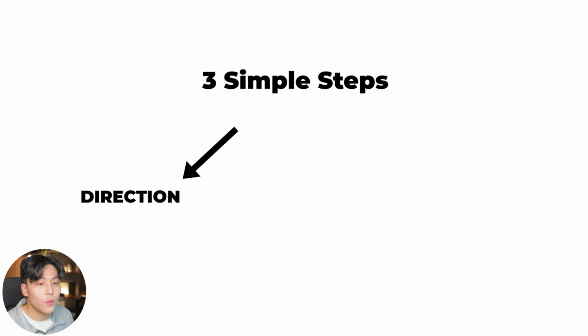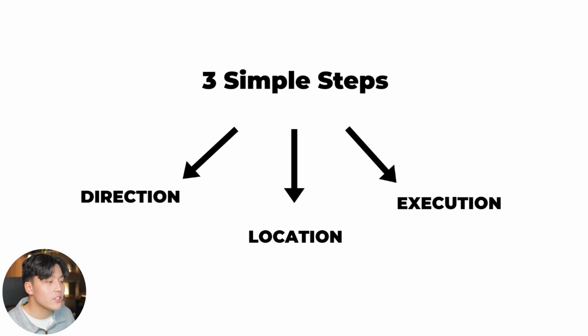Starting off with number 1, which is the direction of the markets. You need to understand where the overall markets are heading and what it's doing on the higher time frames. Number 2, the location of the markets and where you want to be placing trades from. And number 3, the execution. Where are you taking trades? How are you taking trades? When are you looking to take trades?